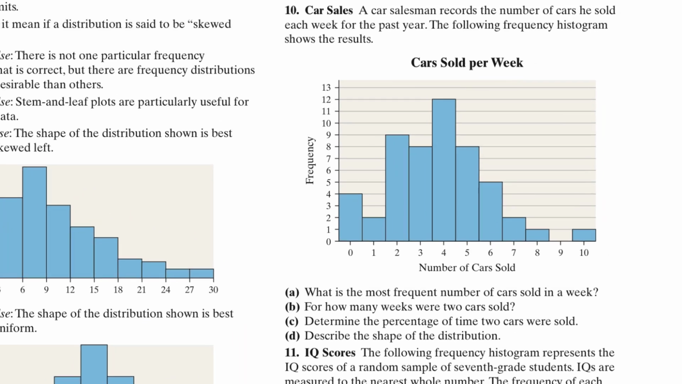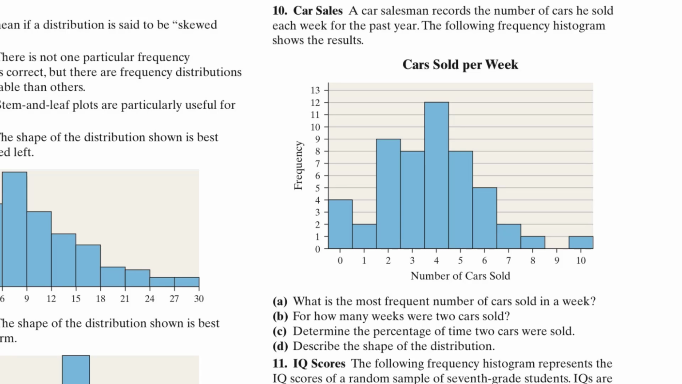We're going to use number 10, which you can see on the screen in front of you. It says car sales. A car salesman records the number of cars he sold each week for the past year. The following frequency histogram shows the results. Notice the number of cars sold is on the horizontal axis, and the frequency, the number of times that occurred, is shown on the vertical axis.